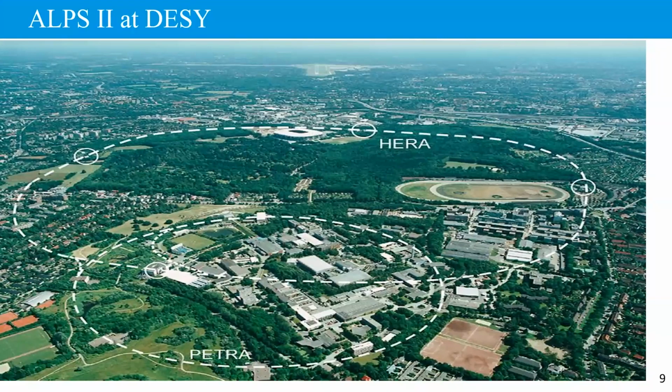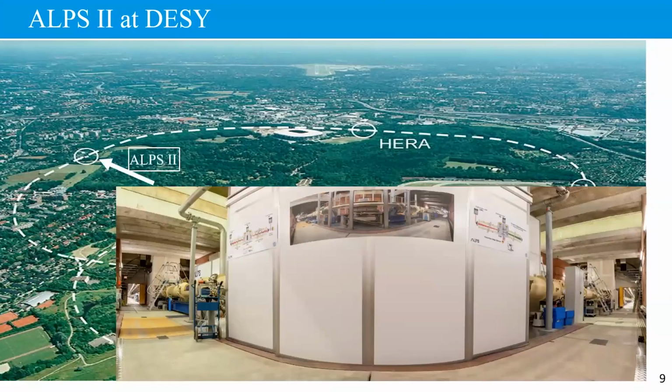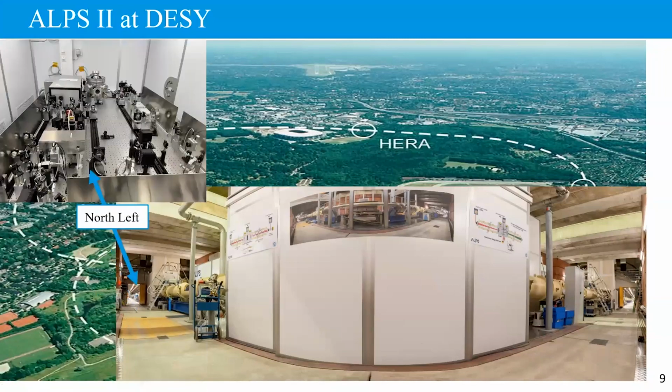Let's now take a look at the real experiment. As I said, we are using magnets from the previous Hera accelerator. Here in the dashed white lines, we see the ring of the accelerator, and the ALPS experiment, which is shown in this picture here, is located here. Okay, so the ALPS experiment is in the Hera tunnel. And here we see on the left side, somewhere here, it's about 100 meters from this point.